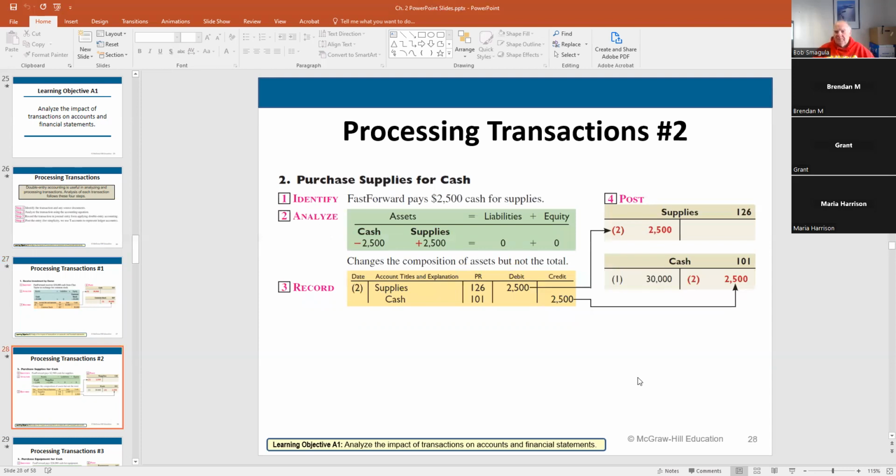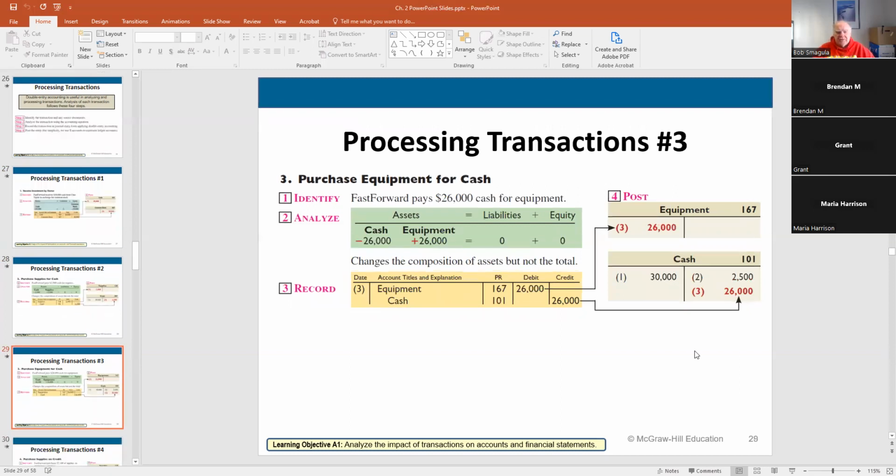What supplies? Well, let's put it into our accounting equation. Assets equals liabilities plus equity. Well, he bought supplies. So that's an increase in that particular asset, and it's a decrease in another asset. It's just an exchange of assets. They went out, they recorded the 2,500, credited cash, hit the post button, and there we go. Debit to supplies, credit to cash.